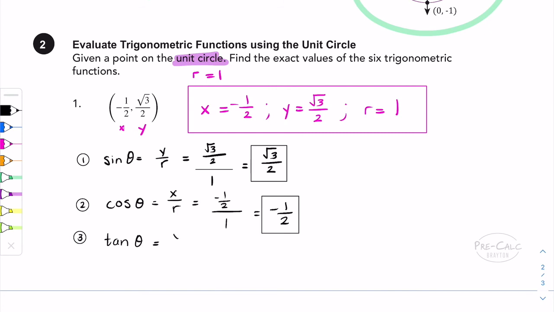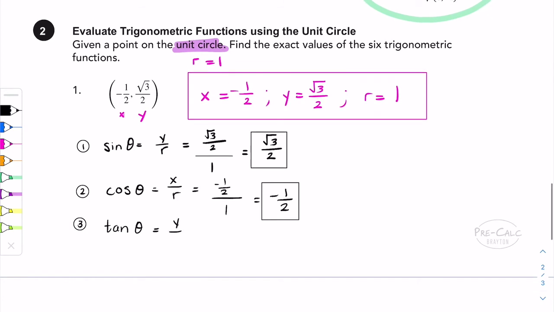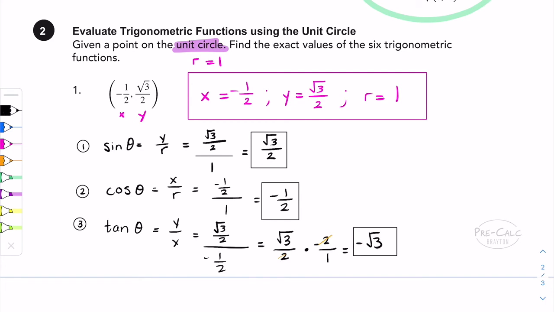Next, we have tangent. Tangent is y over x, which is the square root of 3 over 2 divided by negative 1/2. And when you're dividing a fraction, like we learned earlier this year, it's the same thing as multiplying by the reciprocal. So you multiply by the second fraction flipped. So the square root of 3 over 2 multiplied by negative 2 over 1. Here you can see your two values cancel. The numerator is negative square root of 3. The denominator is 1, which we don't need to write.